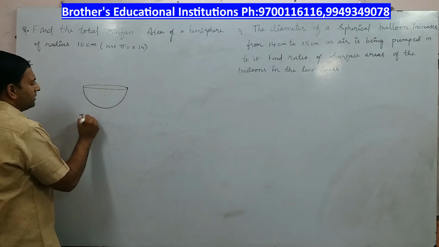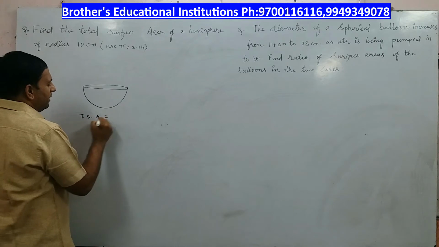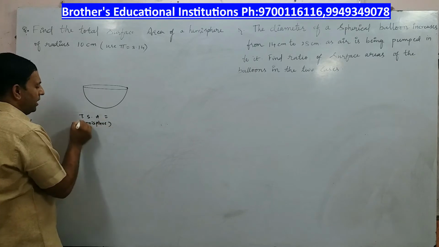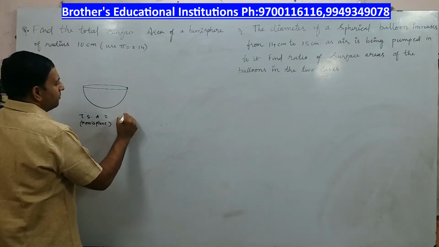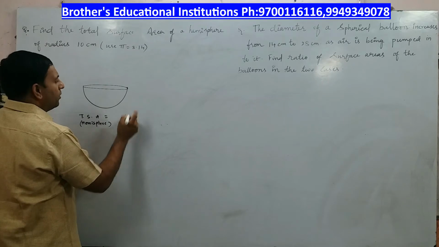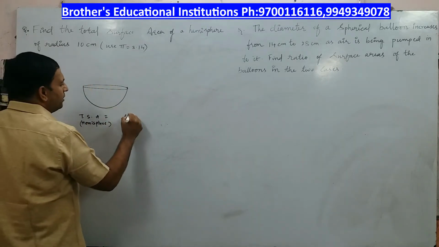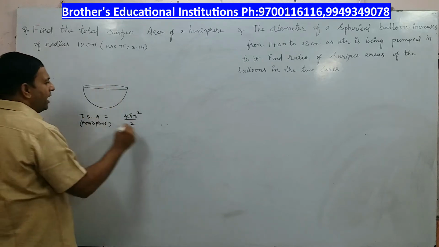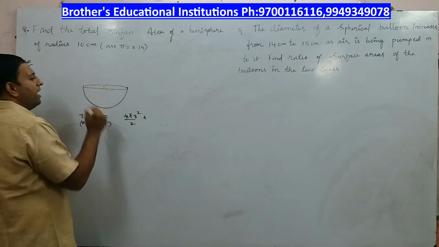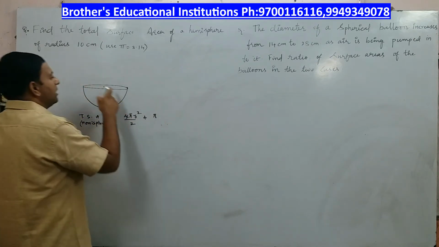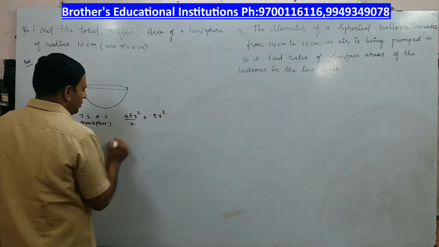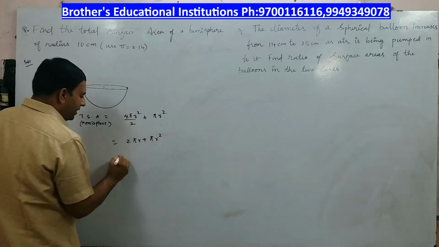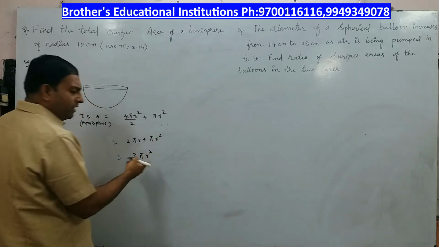So the total surface area of hemisphere is equal to 4. What is the surface area of sphere? 4 pi r square. So it is 4 pi r square by 2, because sphere's half the area, plus this area, circular area which is exposed, and that is how much? Pi r square. Alright. So it will be 2 pi r square plus pi r square, and hence it is 3 pi r square. Of course, you have learned this as a formula only.